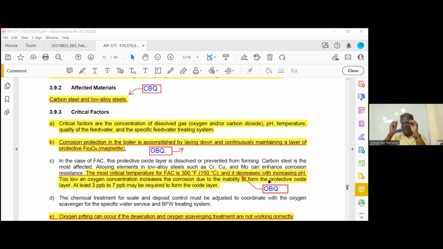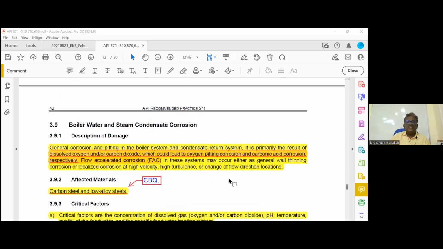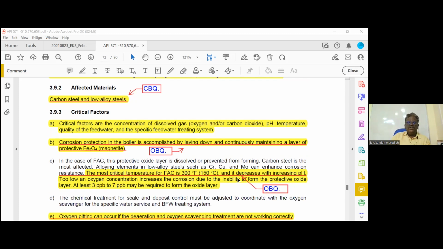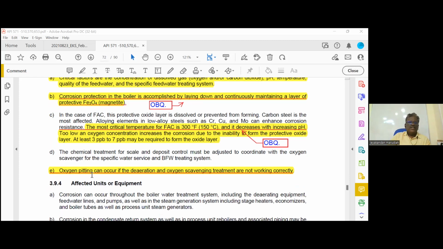Okay, so FAC means flow accelerated corrosion. You can see the FAC definition here. So the critical temperature is 300 and decreases with the increasing pH. And highlight the E. Oxygen pitting can occur if the deaeration and oxygen scavenging treatment are not working properly. If you are not removing oxygen, there will be a pitting problem.